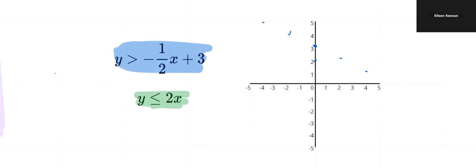And then this is going to be a dashed line because it doesn't have the line underneath. It's not or equal to, so it's a dashed line. It's gonna look like that. And we are going to shade above it because it says y is greater than, so we're going to shade up here.